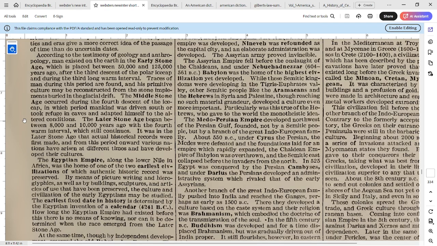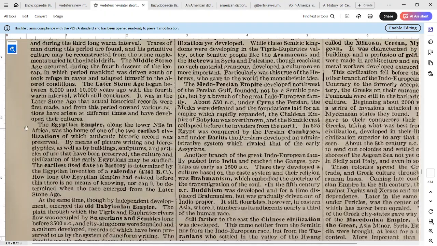The latter Stone Age began between 8,000 and 10,000 years ago with the fourth warm interval, which still continues. It was in the latter Stone Age that actual historical records were first made, and from that period onward, various nations have arisen at different times and have developed their cultures. The Egyptian Empire along the Lower Nile in Africa was the home of one of the two earliest civilizations of which authentic historic record was preserved.